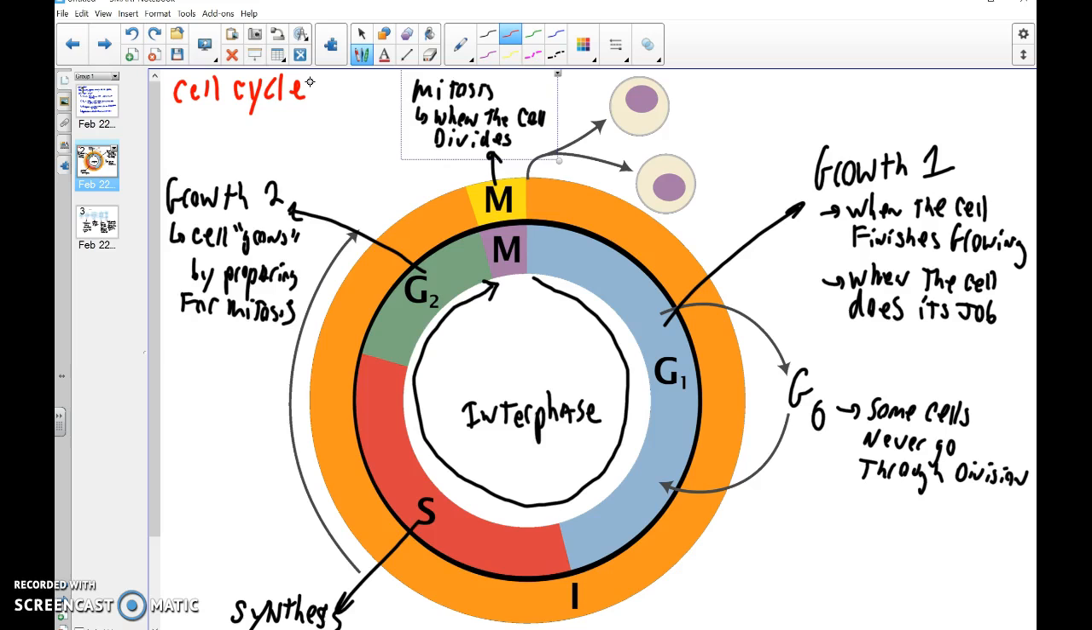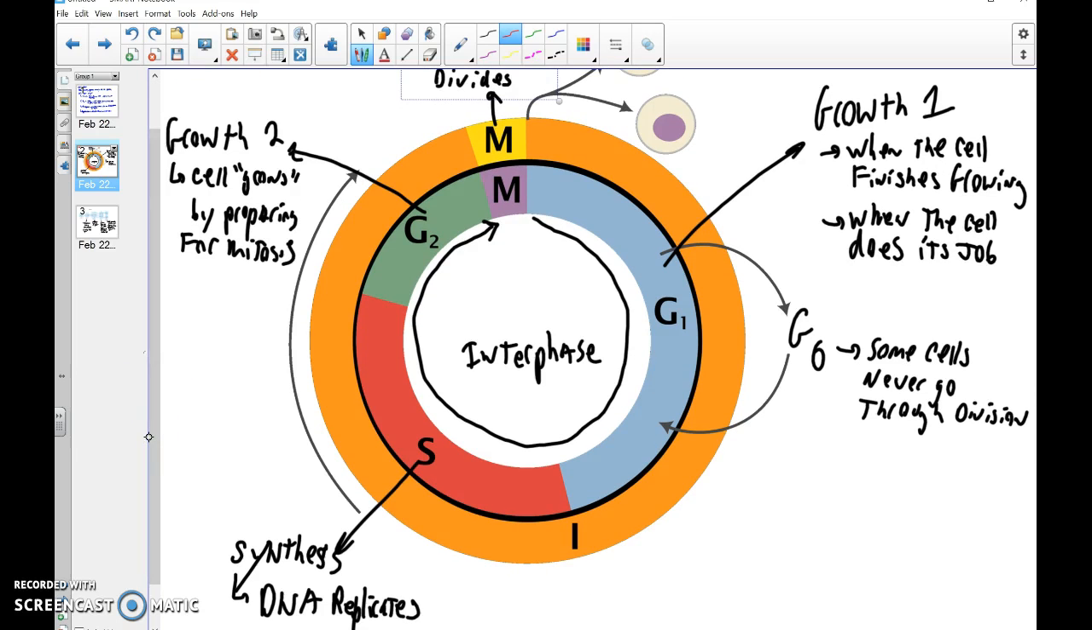Now, once a cell has completed the G1 phase, it enters what's known as the S phase. The S phase is known as the synthesis phase. The synthesis phase is when DNA replicates. So, for division to happen, a cell starts with a certain amount of DNA. What has to happen is the DNA duplicates itself, and one copy goes to each new cell. So that DNA duplicates itself during the S phase of the cell cycle.